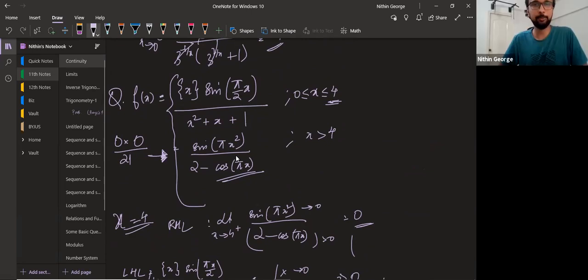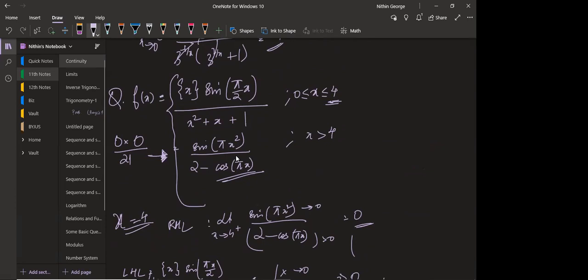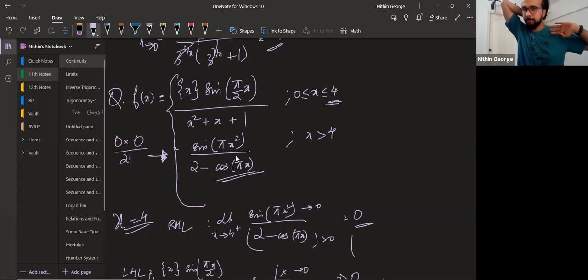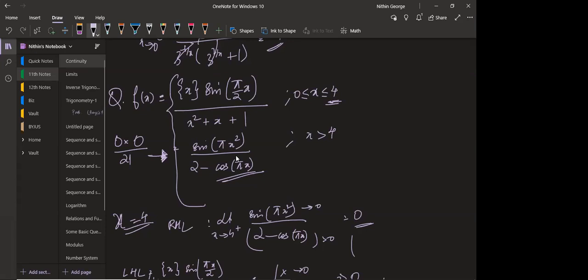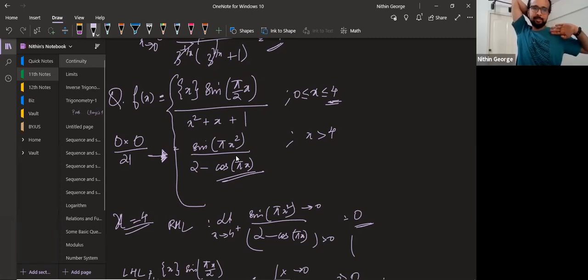The question was to find if this function is continuous or not. You asked one thing: the function is defined from 0 to 4 and 4 above. The question was, is it continuous at 4? We proved it. This function at x equal to 4 is continuous. My question is, does that make this function continuous throughout?